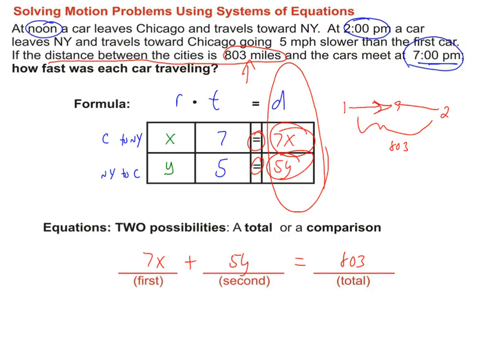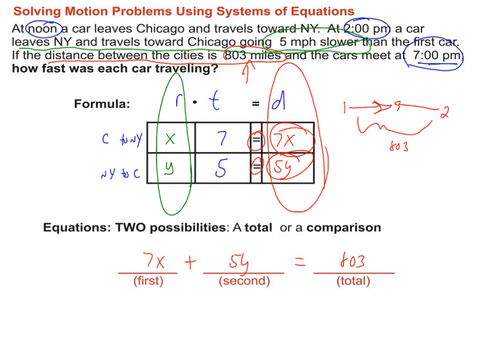Let's get to that last equation. All right, where's it going to come from? Remember, the equations come from the variable columns. So we've got a rate column with variables, x and y. Now again, we got to go back to our problem, and we got to find out what our problem says about the rate. Well, if you look here at the end of the first line, it says at 2 p.m. a car leaves New York, I'm right here, and travels toward Chicago going 5 miles per hour slower. Okay, it's the only thing that talks about rate, 5 miles per hour slower. Is that a total or is that a comparison? Well, slower is a comparison. Faster is a comparison. Longer is a comparison. Shorter is a comparison, etc.